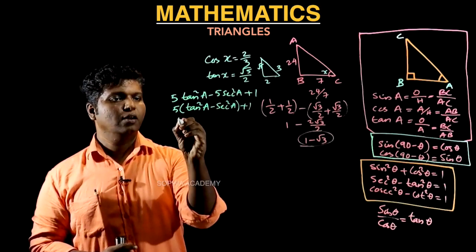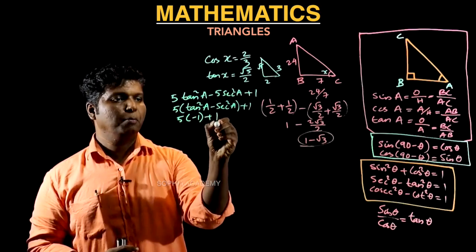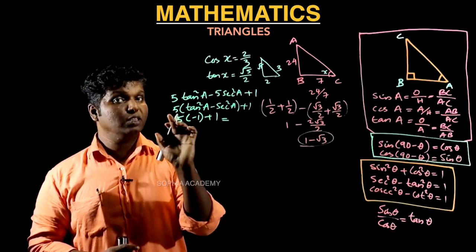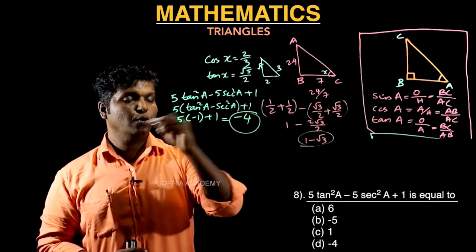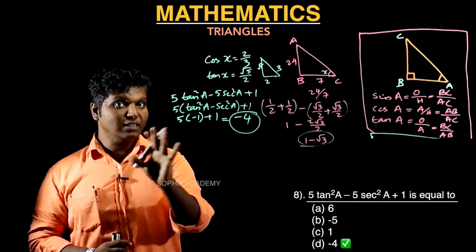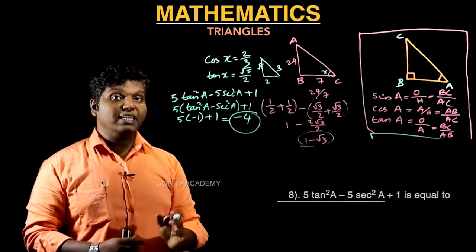So I can substitute here 5 into minus 1 plus 1. Tell me, 5 into minus 1 is minus 5. Minus 5 plus 1 is minus 4. So minus 4 is the answer. So like this you can get it. Clear? So here goes the next question before you.